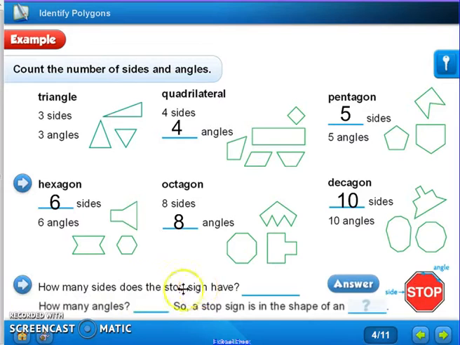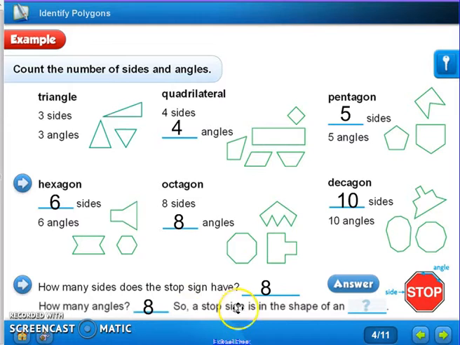So let's see what it says down here. It says, how many sides does the stop sign have? Oh, we see these all the time when we're out on the road, in our car, or walking on the sidewalk. So let's count. 1, 2, 3, 4, 5, 6, 7, 8. Okay, so it's got 8 sides. Well, we know if it's got 8 sides, how many angles does it have to have? You got it, 8.